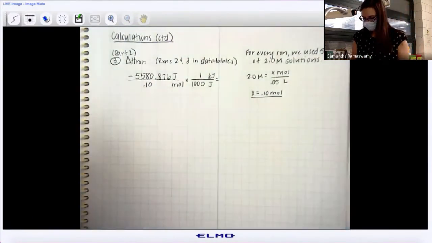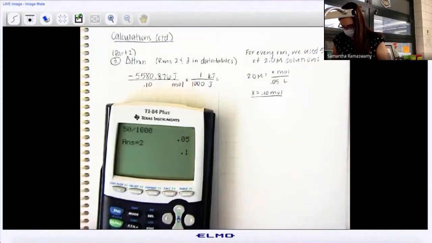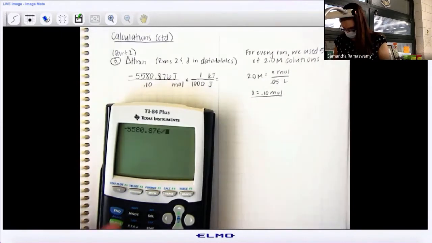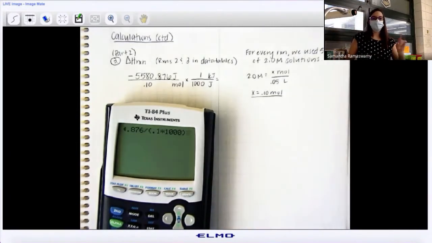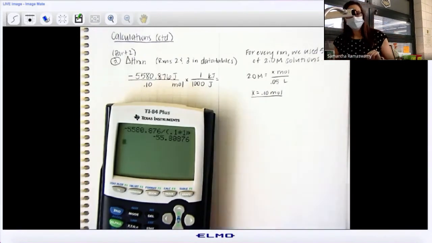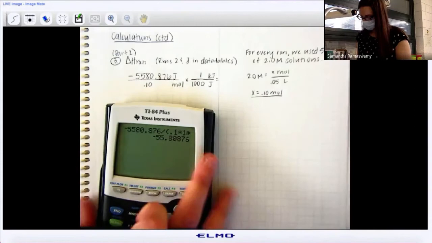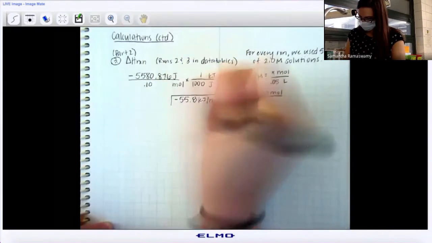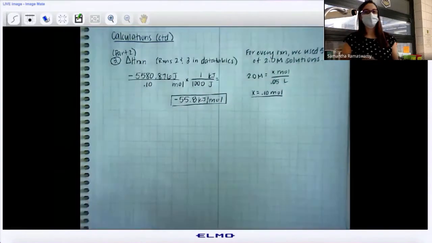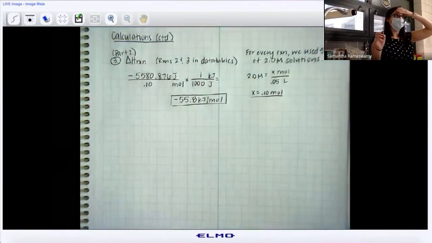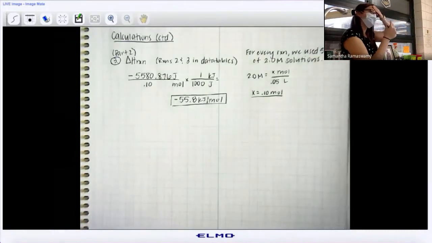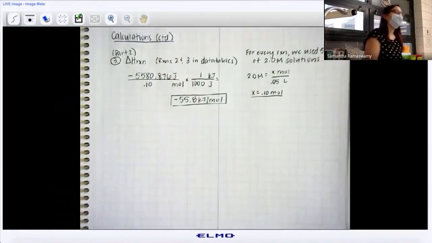So, negative 5580.876 divided by 0.1 times 1,000. I do all of my steps at once, but notice how I use parentheses. Negative 55.8. Yeah, negative 55.8 kilojoules per mole. There's our delta H reaction. That gets plugged in. So this is reaction 1, which is data table 2. This is delta H reaction that we'll put underneath data table 2.